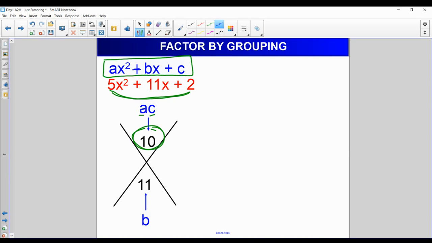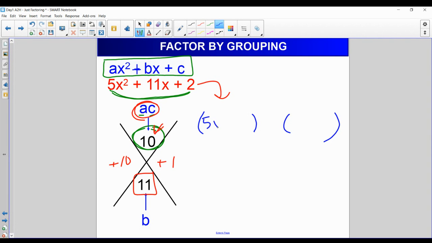All right, so here's what we're going to do by grouping. It's going to start by figuring out what two numbers multiply to be this 10 and add to be this 11. So things that multiply to be 10, add to be 11 are 10 and 1. Okay, so now we're going to rewrite this trinomial as two different binomials, and we're splitting it up. Well, so just watch what I'm going to do here.